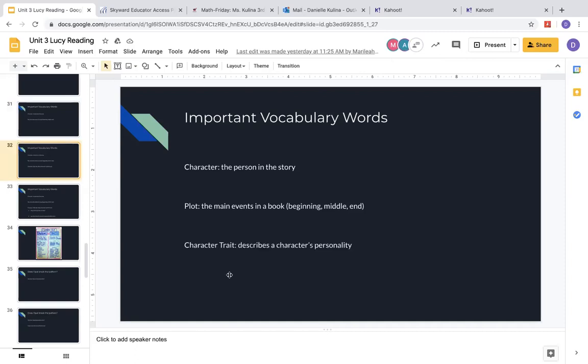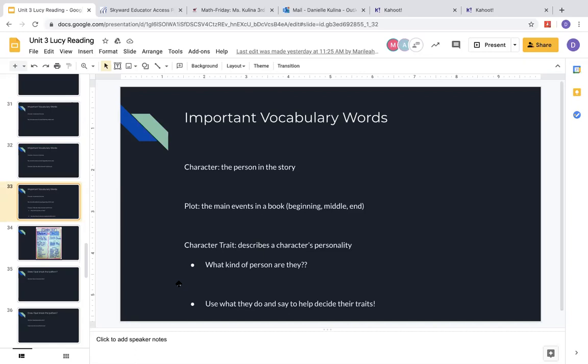And a character trait, we've talked about this so many times. A character trait is something that describes the character's personality. I'm not talking about what color hair they have, what color eyes they have, what color their shirts are. I'm talking about those words like brave, funny, shy, kind-hearted, mean, lazy. Those words that describe their personality. What kind of person are they?